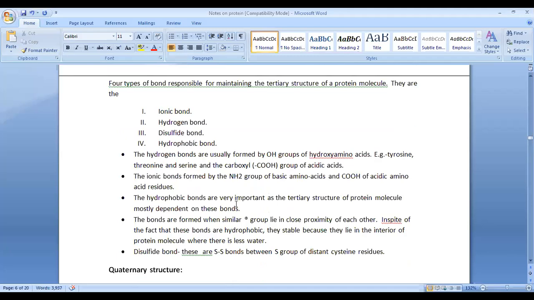And hydrophobic bonds are very important, as the tertiary structure of a protein molecule mostly depends on this bond. I said hydrophobic means you don't like water. To save themselves from water, they make a bond. They have no interaction, but they make a bond. I showed you an example: when there is rain, you are under an umbrella, two people, maybe one male and one female. They ran away to save themselves, and they are not touching each other, but their backs are touching. So this is why they make a bond. This type of bond is known as a hydrophobic bond.